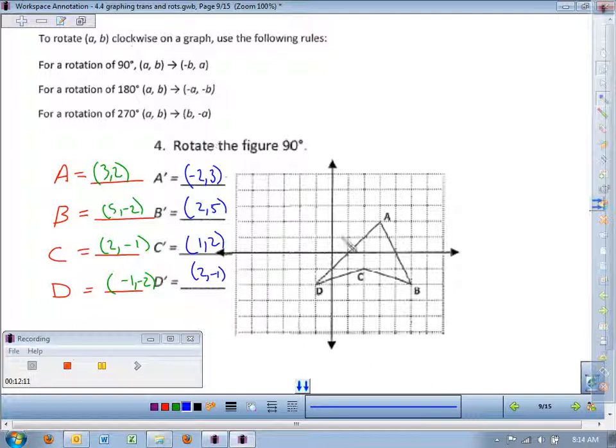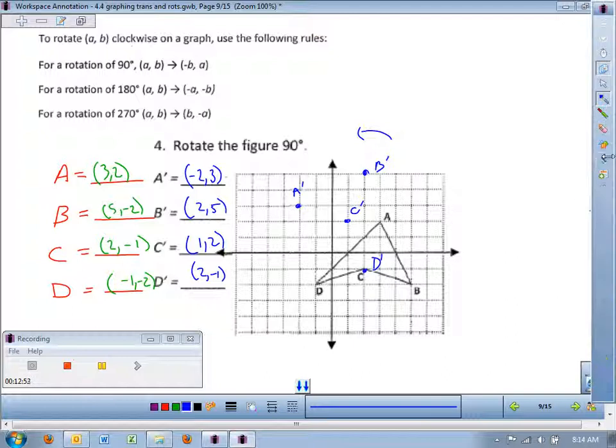Now let's graph this thing. And this should look like it made a quarter turn counterclockwise, right? So it's going that way, and it'll just turn a quarter. Around what point? Around the origin. This is like the center of rotation. So it's like we're rotating that dude around the origin. A prime's at (-2, 3). B prime's at (2, 5). C prime's at (1, 2). D prime's at (2, -1).